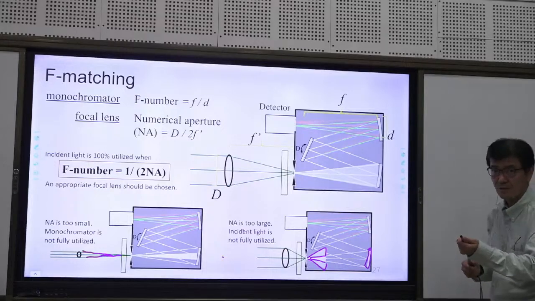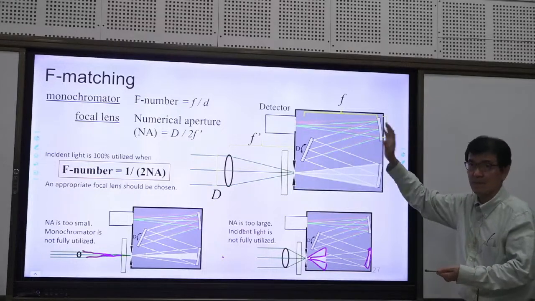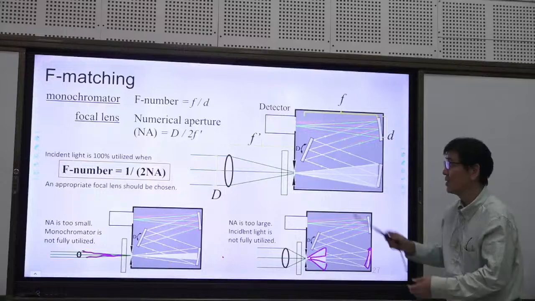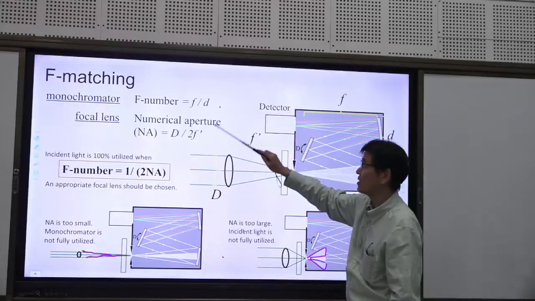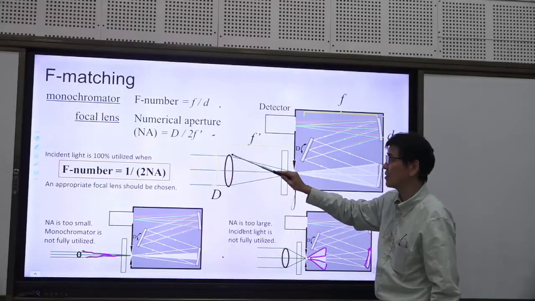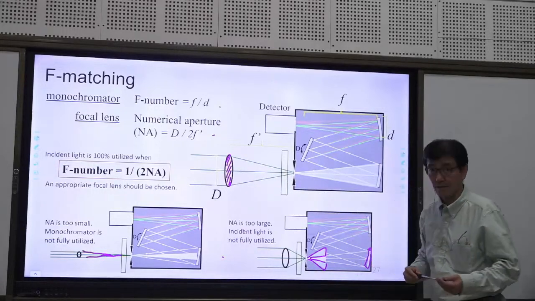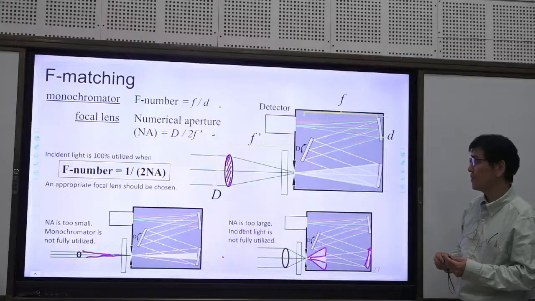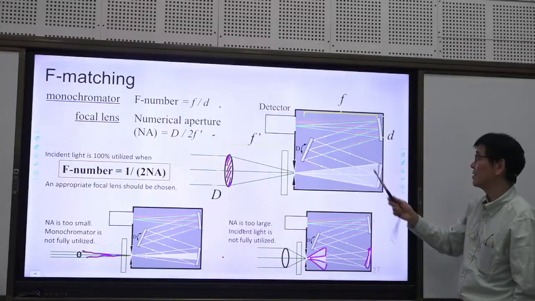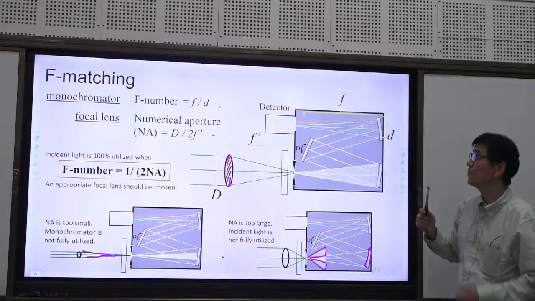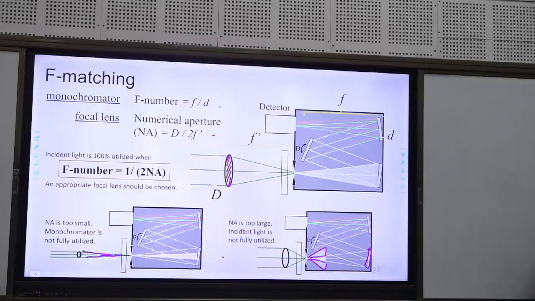So when you purchase the monochromator and construct a Raman spectrometer, please check these parameters and please order the proper focal length. Then the performance becomes best. Okay?